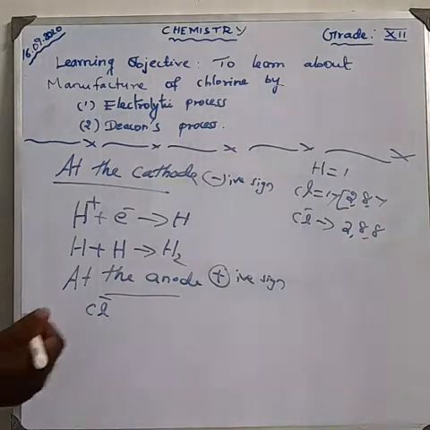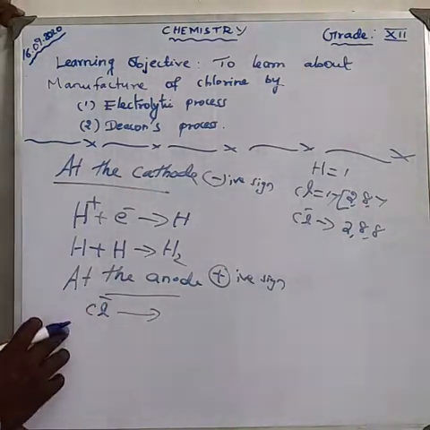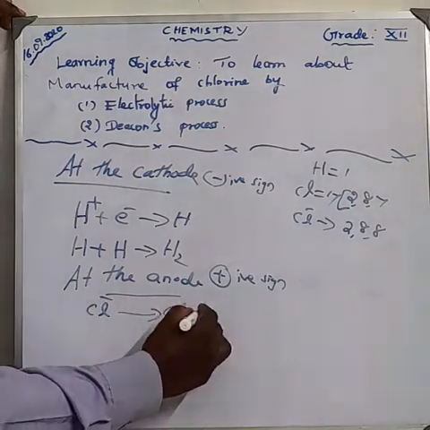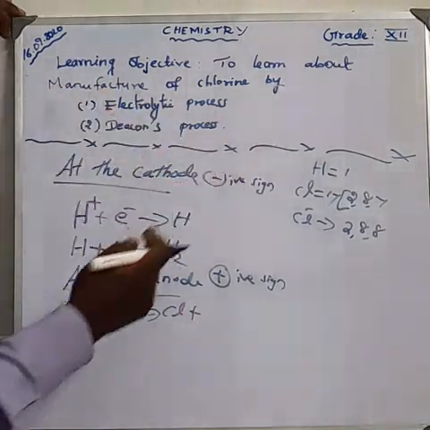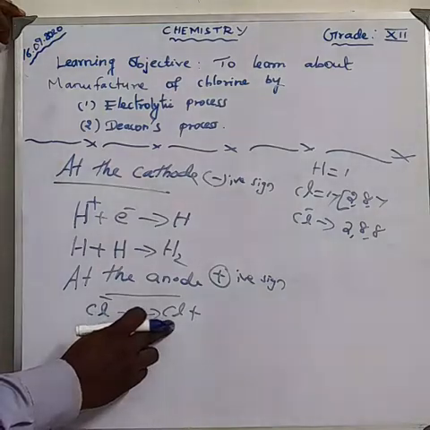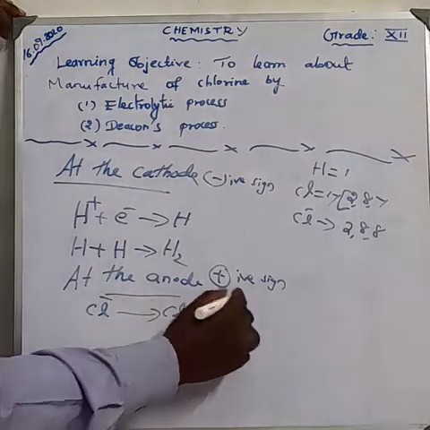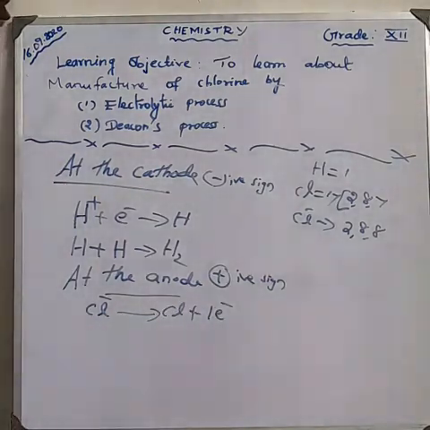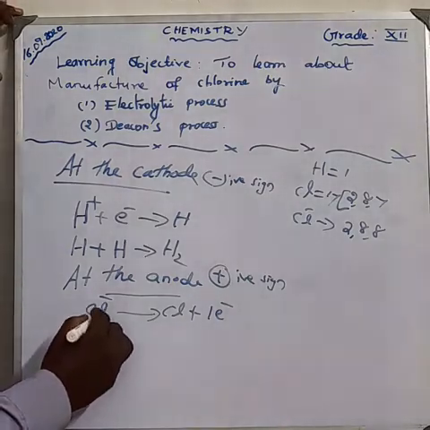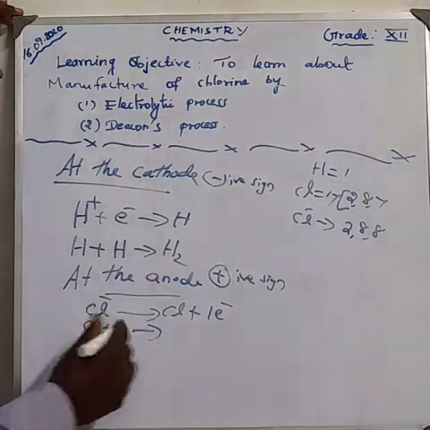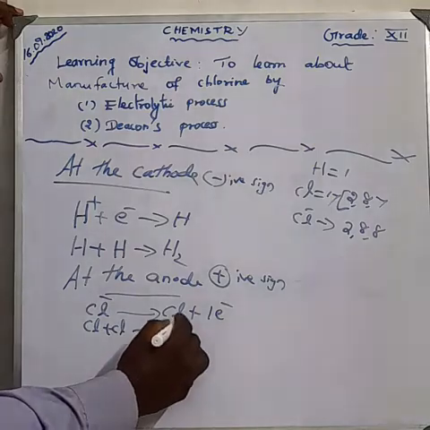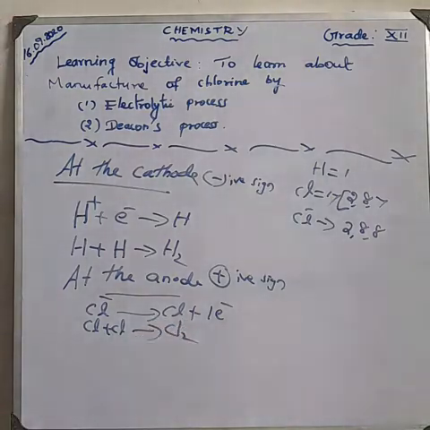Clear? Here Cl minus gives what product? Cl. We should remove one electron, then only the charge will be neutral. Remove that one electron. So Cl plus Cl, what is the product? Cl2. This is the equation going on in the electrolytic process of manufacture of chlorine.